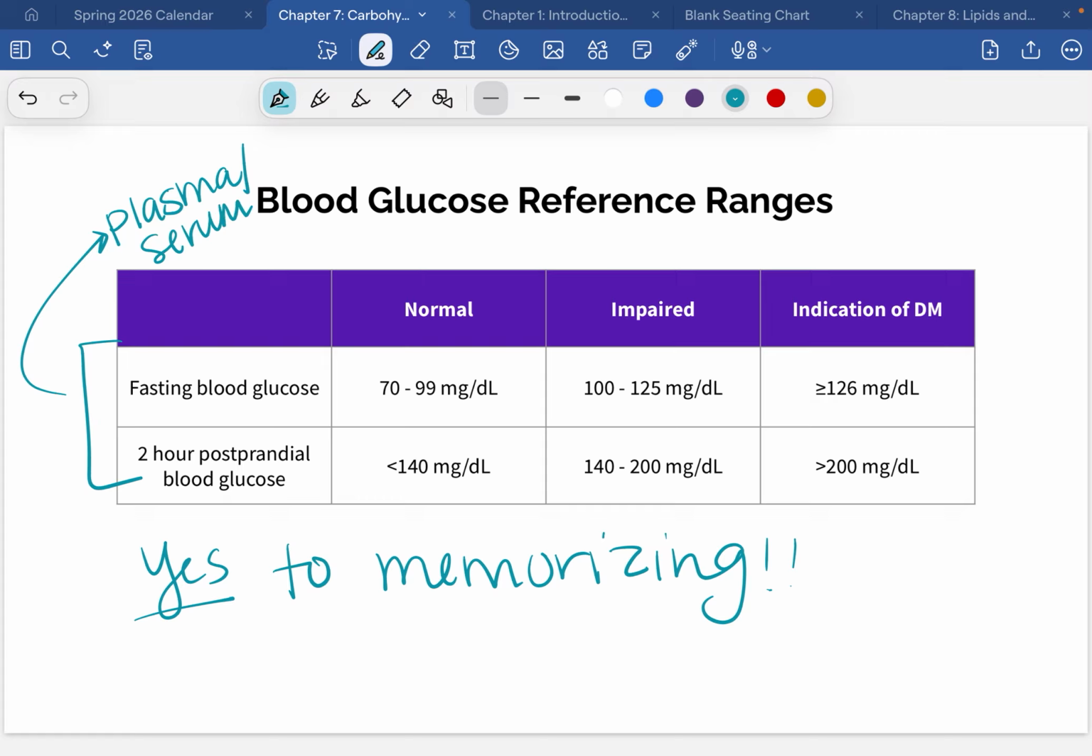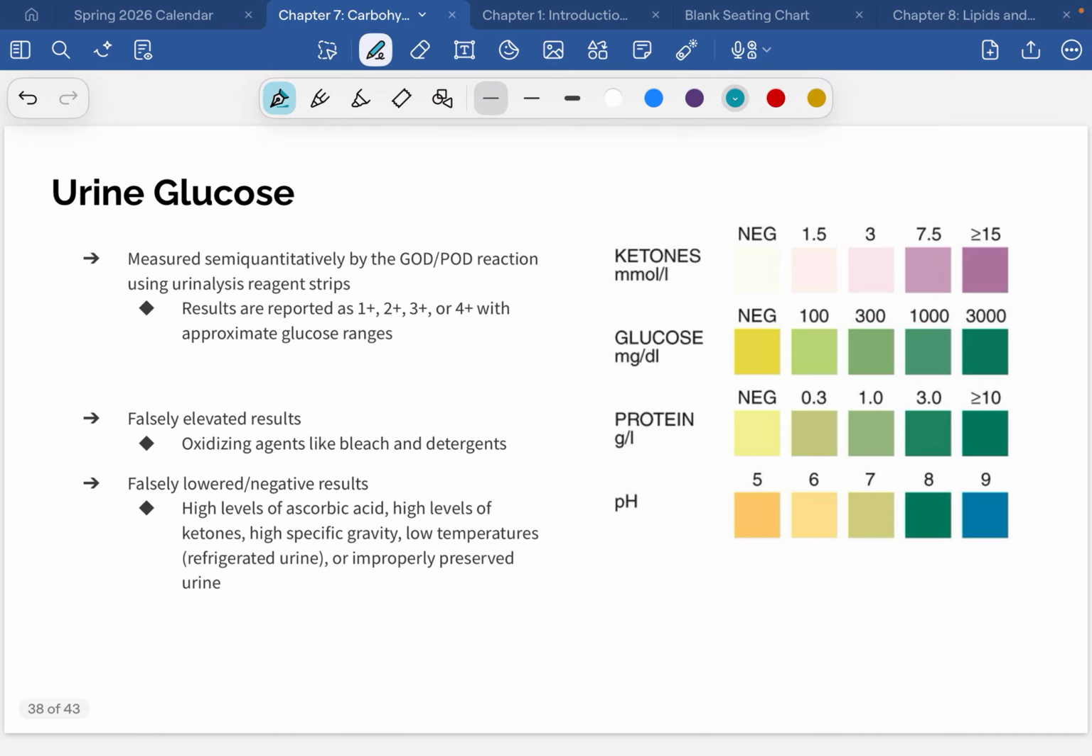These are plasma or serum measurements. Remember that whole blood is about 15% lower. Okay. All right, now we're briefly going to talk about urine glucose.